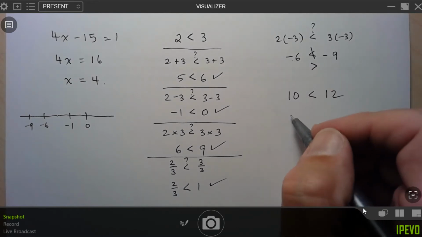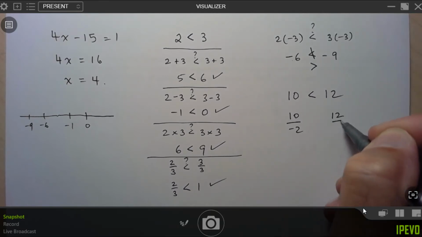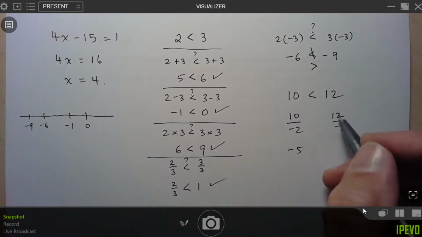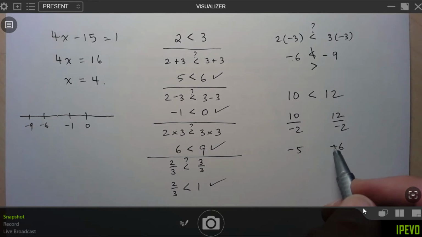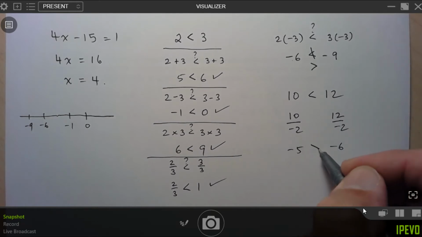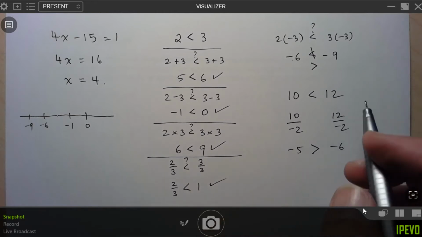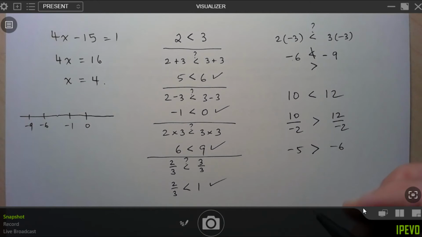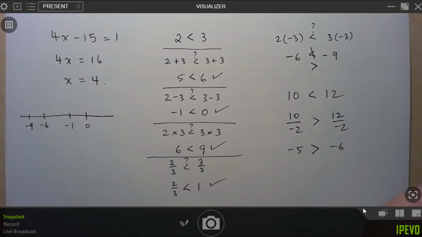But let's divide both sides by negative 2. This gives me negative 5. This gives me negative 6. Negative 5 is no longer less than negative 6. It's greater than negative 6. All right? So we see that multiplying or dividing by a negative results in having to flip the inequality in the other direction.